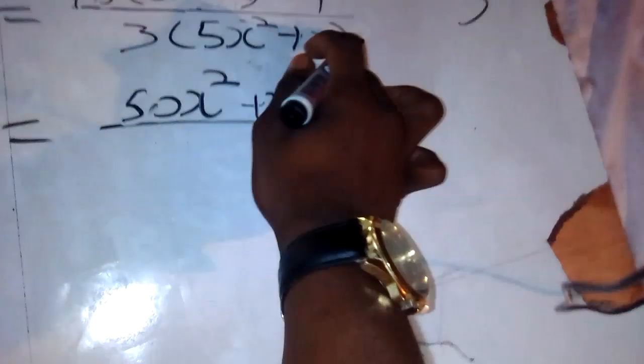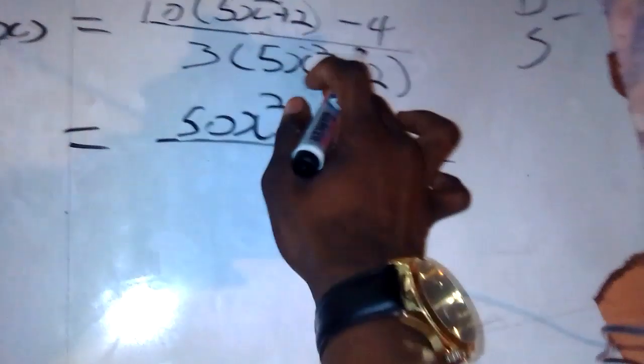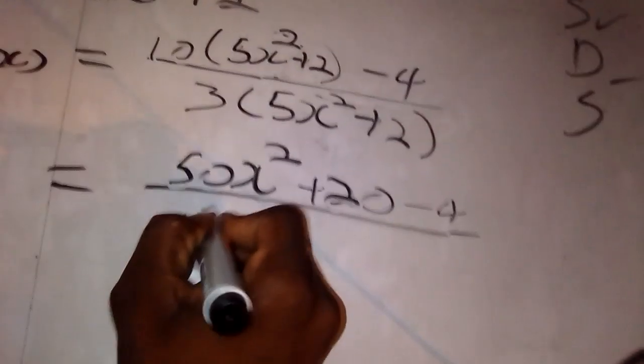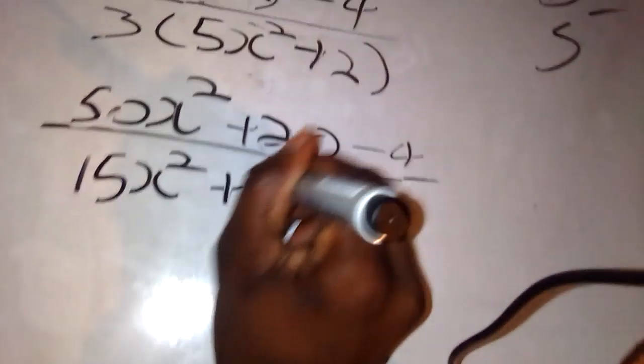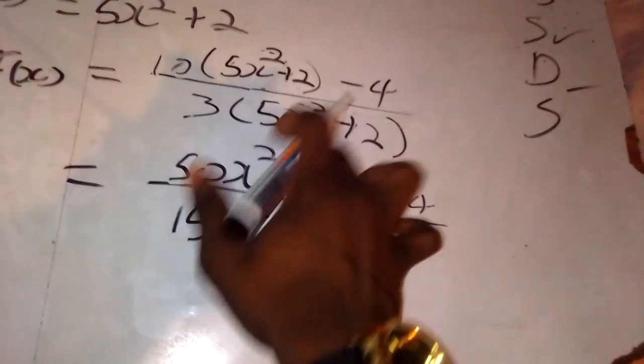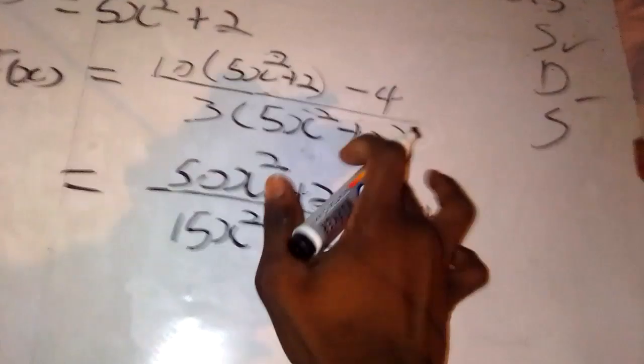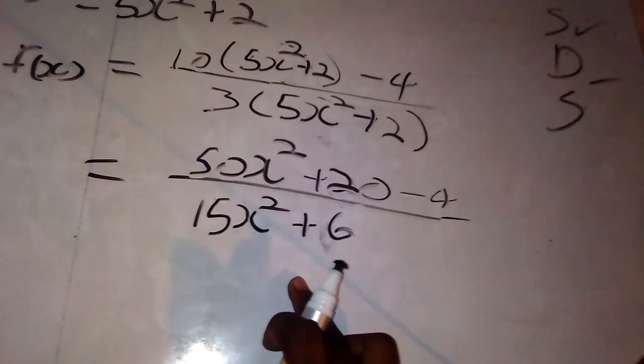Then now I need to distribute the 3 by everything there. So 3 times 5x squared is 15x squared. And 3 times positive 2 is positive 6. Right? So 3 times 5x squared is 15x squared, and 3 times positive 2 is positive 6.